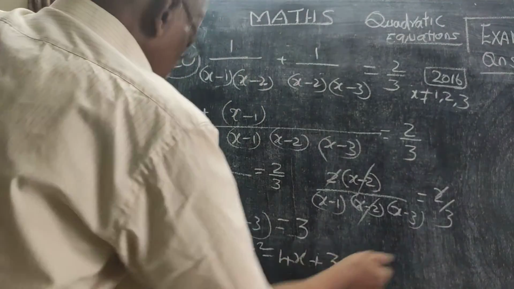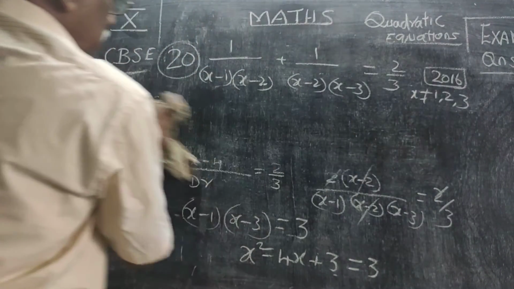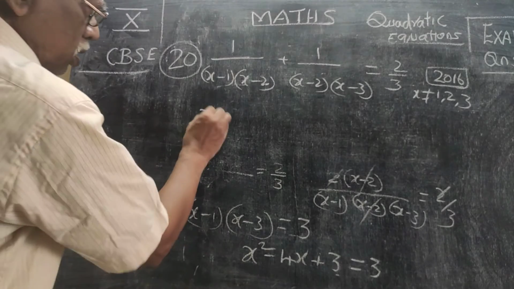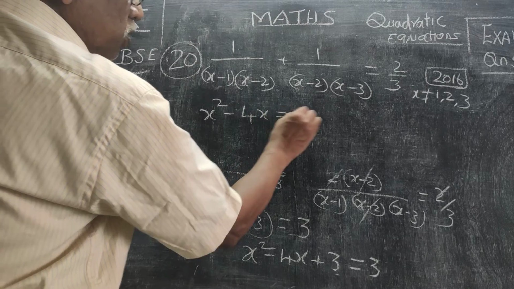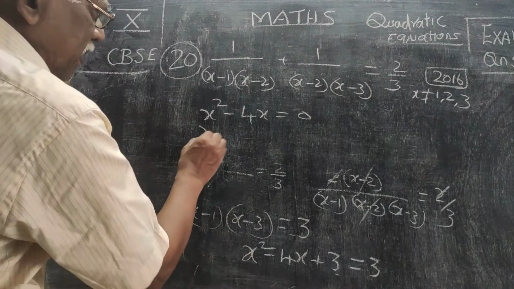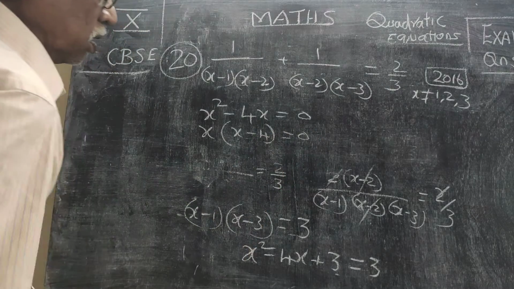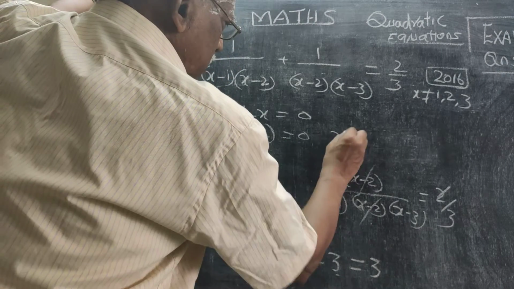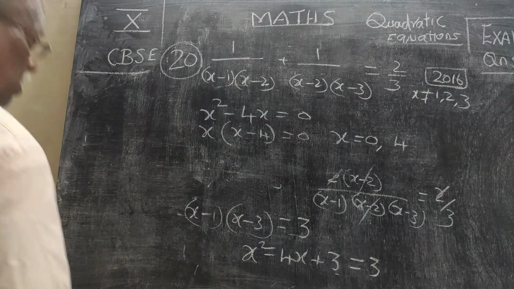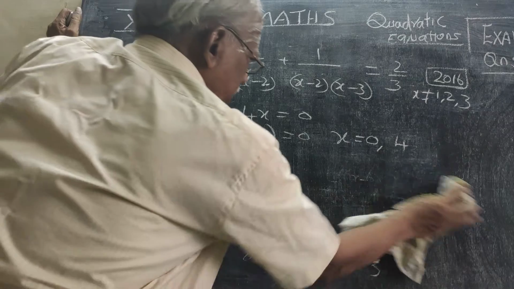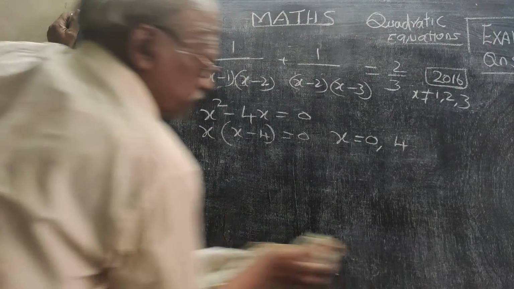When you take 3 equal to 3 minus 3, that becomes 0. So you are left with x square minus 4x equal to 0. Taking x outside, x into x minus 4 equal to 0, which means x equal to 0 or x equal to 4. So the problem is very, very simple and very easily we have solved it.